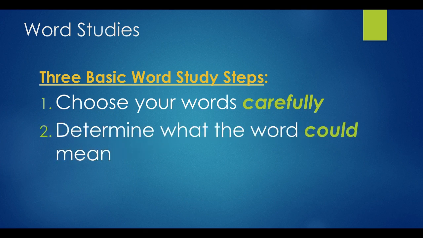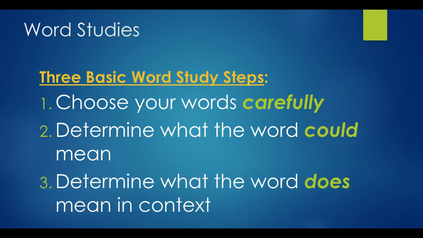Number two, we need to determine what that word could mean. What is its semantic range? Then finally, we need to determine what the word does mean in its particular context. A word by itself is not enough to determine meaning, but a word with context, sentences in a paragraph with a situation, does help us to determine meaning. And so that's part of this process as well.